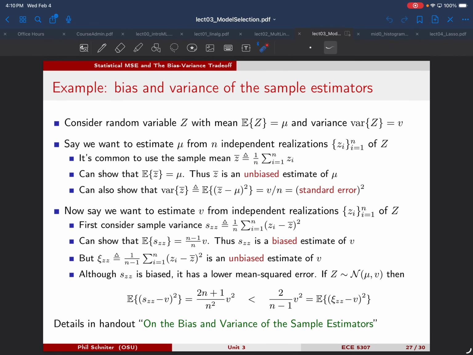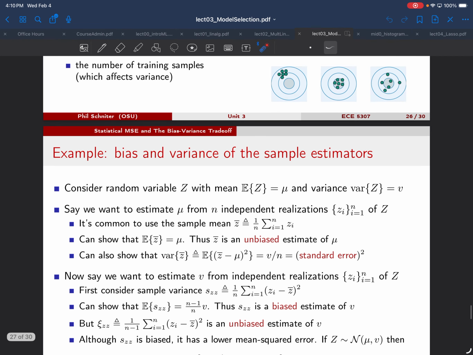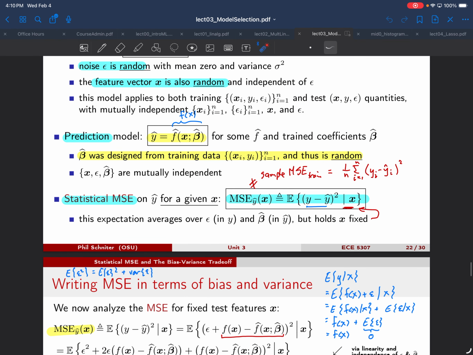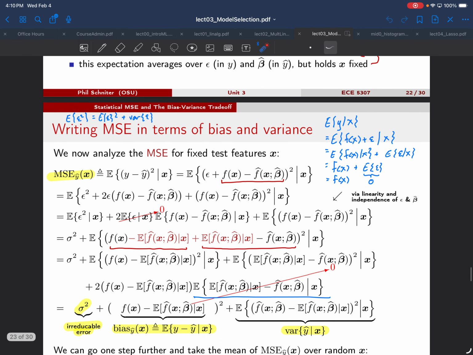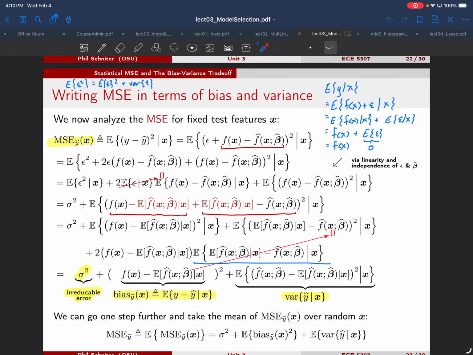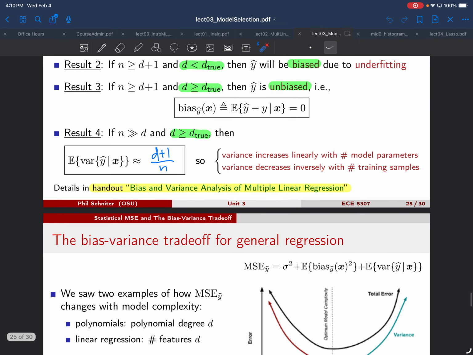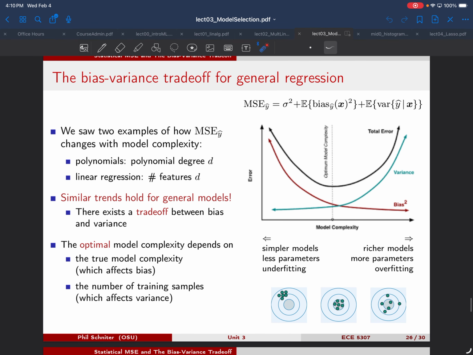Okay, welcome back, everyone. So last time we talked about mean squared error, statistical mean squared error, and we derived a decomposition into three terms: irreducible error, squared bias, and variance. And then we talked quite a bit about how to interpret bias and variance in the context of this polynomial demo. And then we said that these bias variance ideas are a bit more general than that.